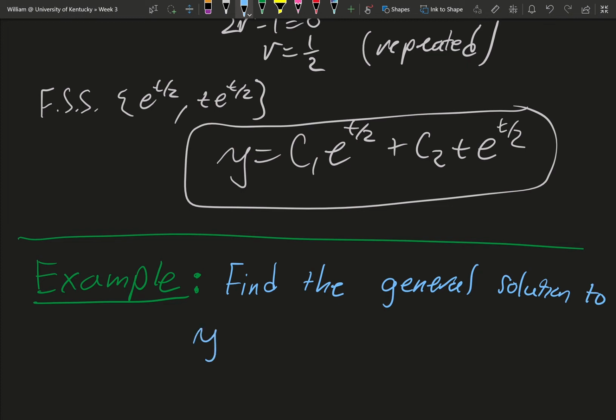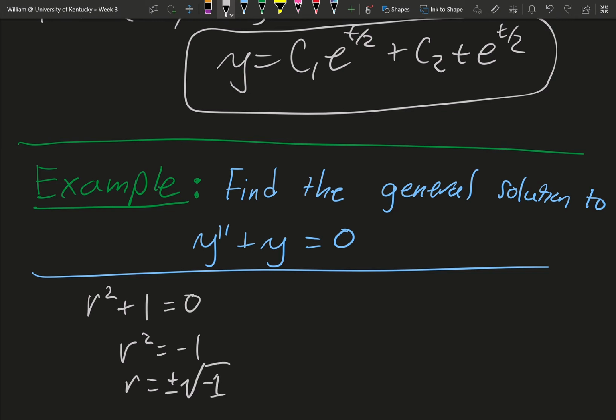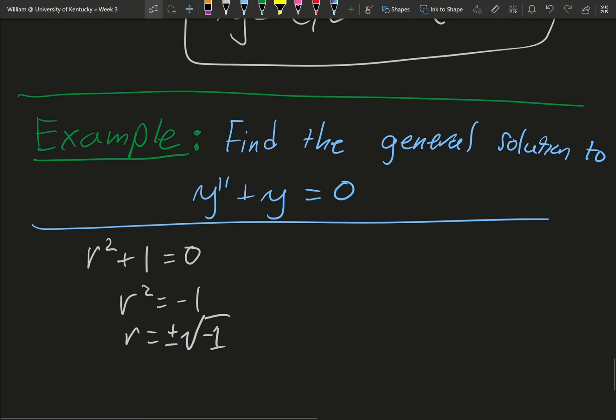So we want to find the general solution to y double prime plus y equals 0. Okay, well, we can look at our characteristic equation. See that r squared equals -1, which already sort of alarm bells should be going off. Okay, so r is plus or minus the square root of -1. Normally we're not allowed to take the square root of -1, right?